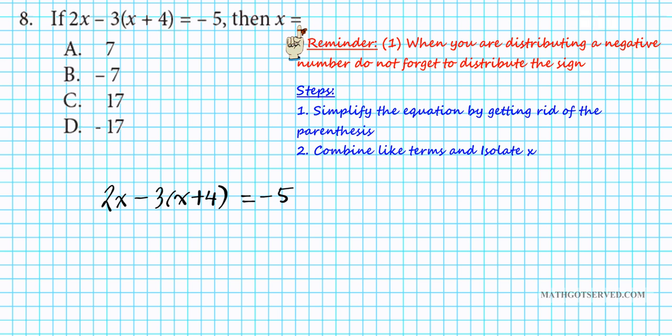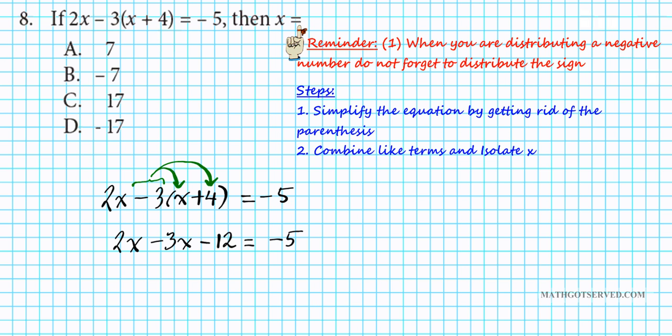Now, let's see. First thing we want to do is get rid of this parentheses. We're distributing negative 3, not just a 3, okay? So be careful with that. To x and 4, okay? So we're going to have 2x, negative 3 times positive x is negative 3x. Negative 3 times positive 4, minus times plus is minus. 3 times 4 is 12. Okay, it looks less intimidating now without the parentheses.